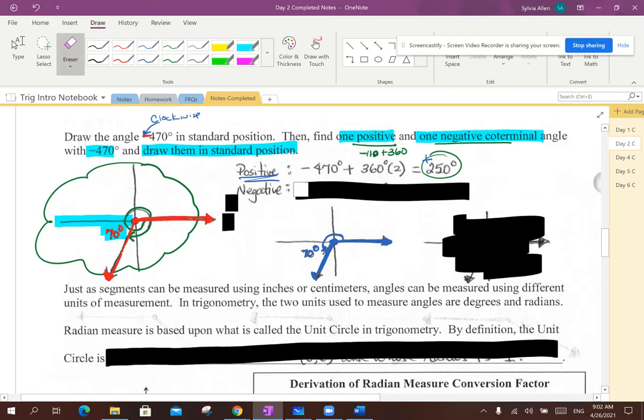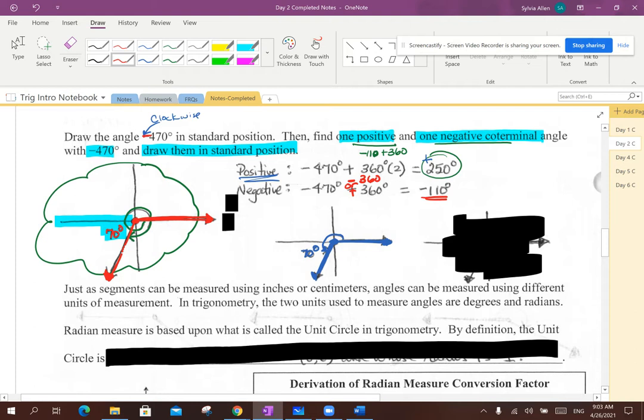Now negative, I've got negative 470 degrees. I want another one that's negative, so I'm just going to subtract 360, or I could have added 360, and the only reason why I could have added 360 is because when I add it one time, I still get a negative number.